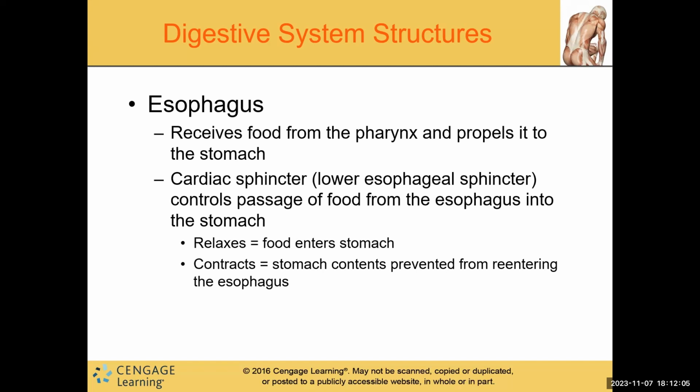The cardiac sphincter is also known as the lower esophageal sphincter, and it controls the passage of food from the esophagus into the stomach. So that sphincter is between the esophagus and the stomach. And the idea is we want to have that closure of the esophagus because our stomach contains acid, and you don't want that acid to shoot back up the esophagus because it will burn the esophagus.